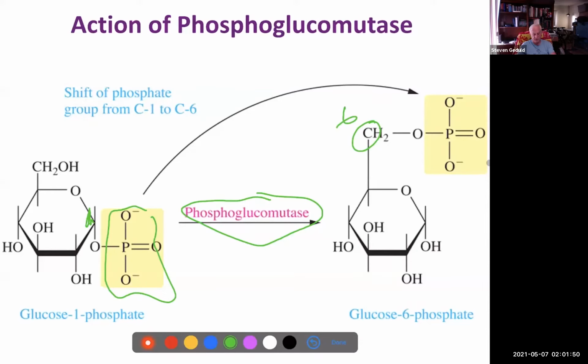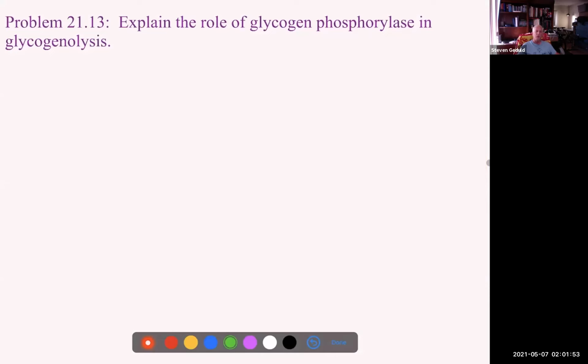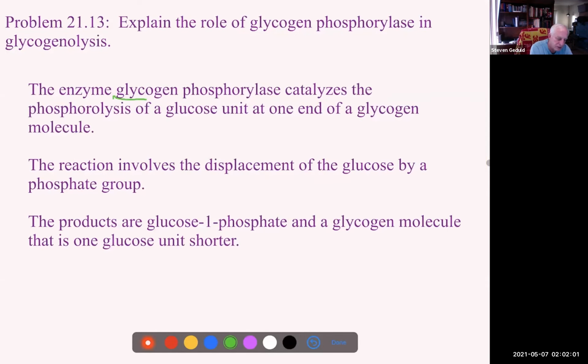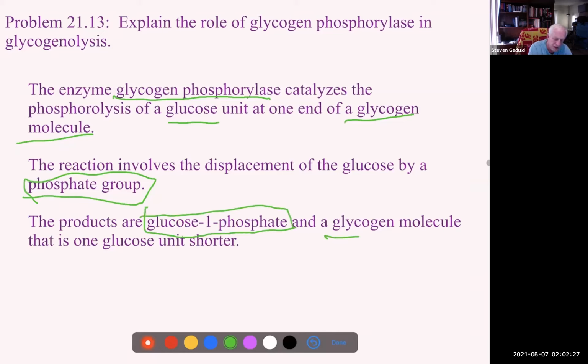directly free glucose. Okay, so explain the role of glycogen phosphorylase in glycogenolysis. Okay. So the enzyme glycogen phosphorylase, which we talked about, catalyzes the phosphorylation of a glucose unit at the end of the glycogen molecule. So at the end of the glycogen molecule, it puts a phosphate group on the glucose unit. Okay. It involves the displacement of glucose by a phosphate group. So it puts a phosphate group where it was bound to the glycogen molecule. And it produces glucose 1-phosphate. Okay. And then the glycogen molecule is 1 glucose unit shorter.